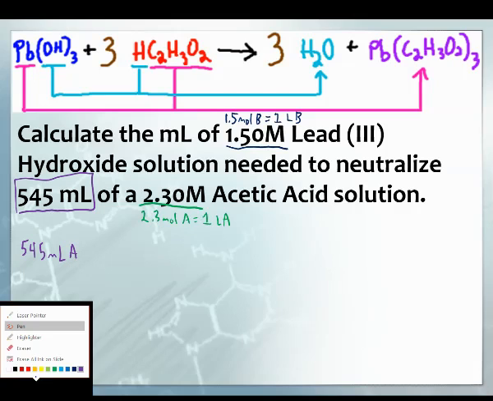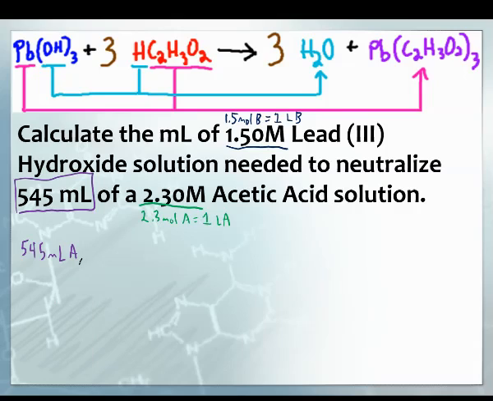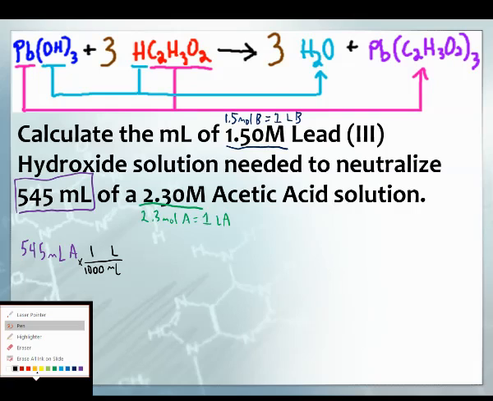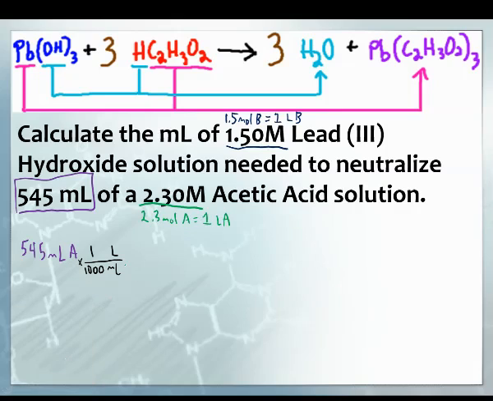And like before, I'm going to use metric to change that from milliliters, which is not as useful, to liters, which is more useful in this question, so that we can use our molarities. 1,000 milliliters per liter. We're then going to convert using our first molarity, in this case, the molarity of the acid, so a liter of acid to moles of acid. As we see here, there is 2.3 moles of acid per liter.